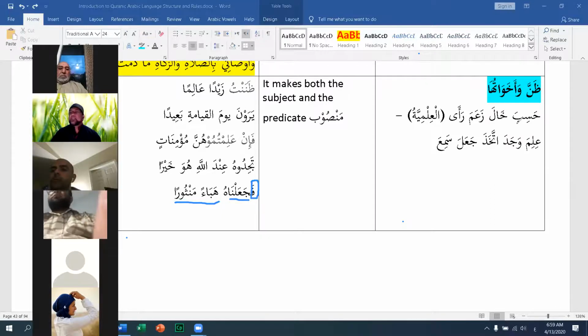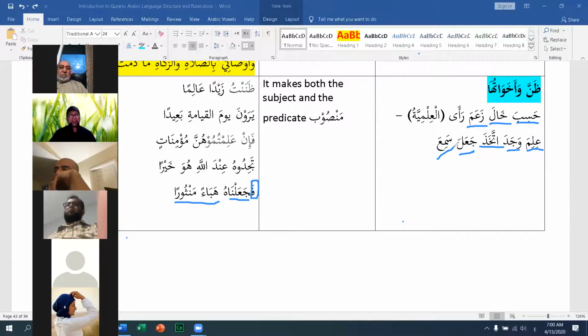Hasiba means to think that something is something. Za'ama is to assume. Khala is not used in the Arabic language a lot. Za'ama, to assume that something is something. Alima, to know that something is something. Wajada is to find something as something. Ittakhadha is to make something something. Ja'ala is to make something something. Sami'a is to hear that something is something.